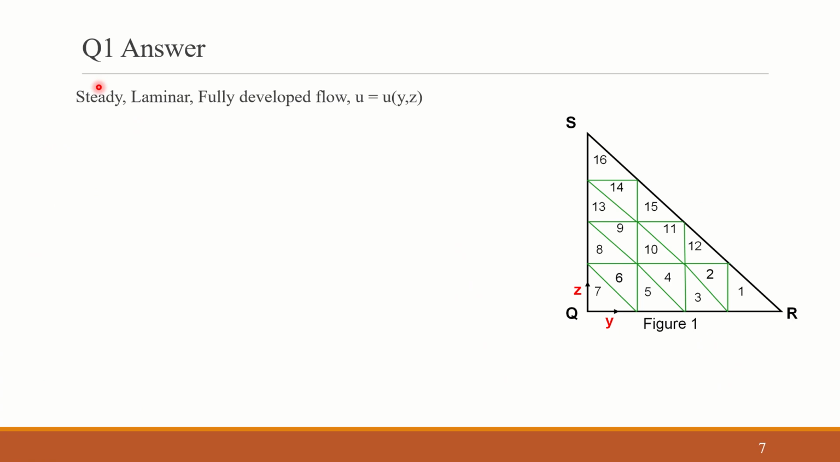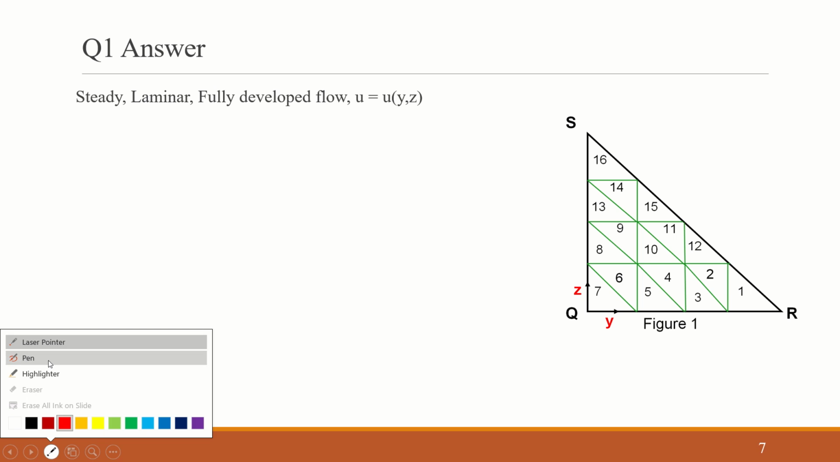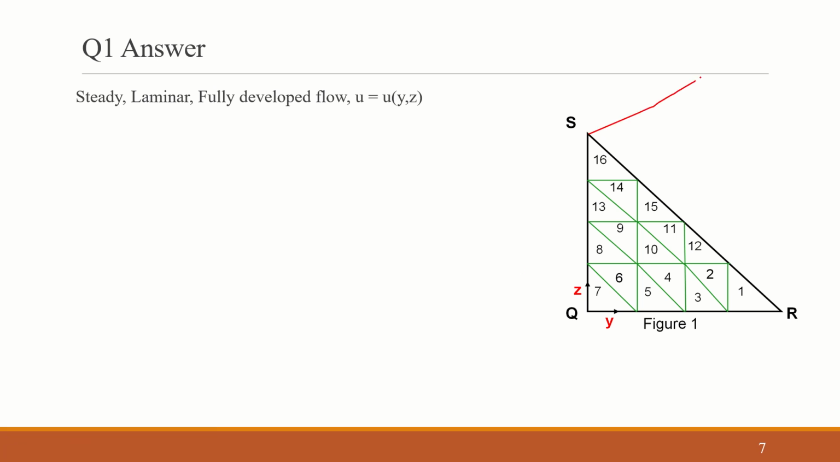So it is mentioned in the problem that it is a steady laminar fully developed flow through the triangular duct. So the flow is occurring through the duct. So it would be like this, the duct will be extending in the x direction. So flow is in the x direction. So u component velocity remains, and that u component velocity is a function of y and z directions. I mean that u component velocity is varying in the y and z direction.